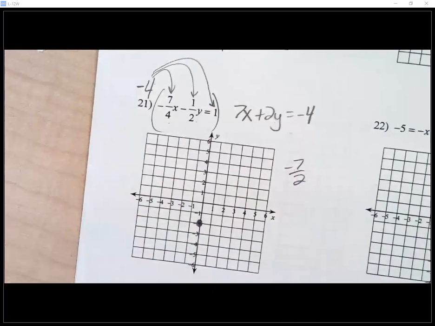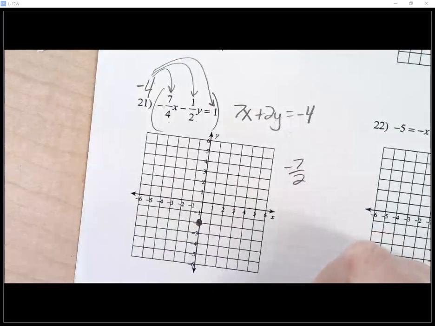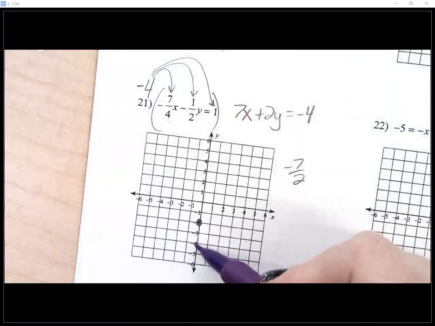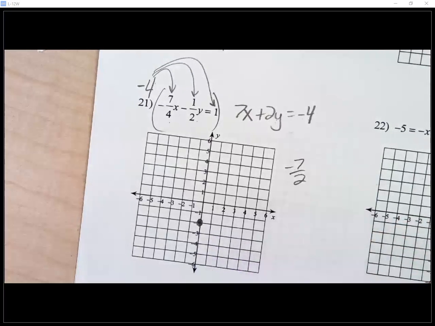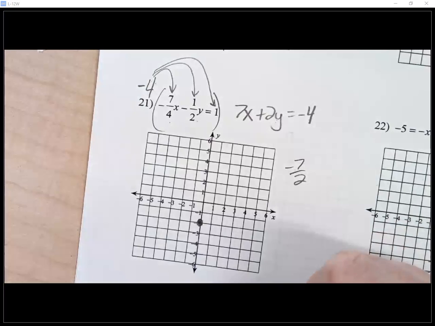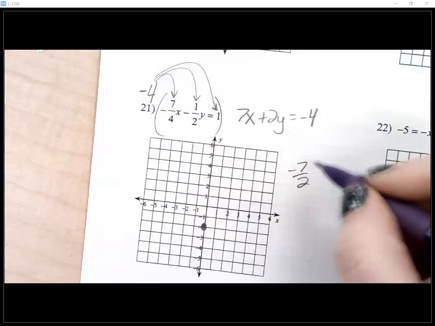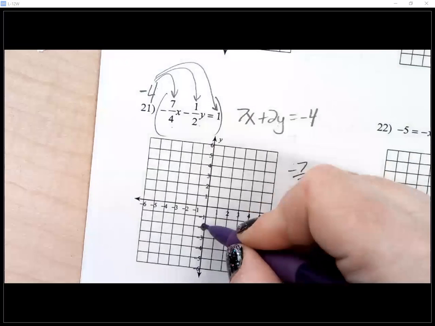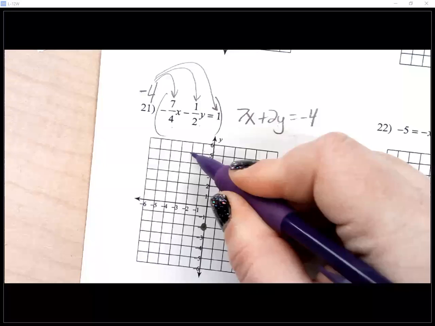And this brings me to another great point. If I tried to go down 7 and over 2, I'm off my grid. So 1, 2, 3, 4. What'd you say? Exactly. If I'm like 1 or 2 past my grid, I just keep going. But if I'm a little bit further than that, instead of going down 7 to the right 2, this is the same thing as doing the opposite of both. Let's go up 7 and to the left 2. So if I go up 7 and to the left 2, I'm still on my grid.